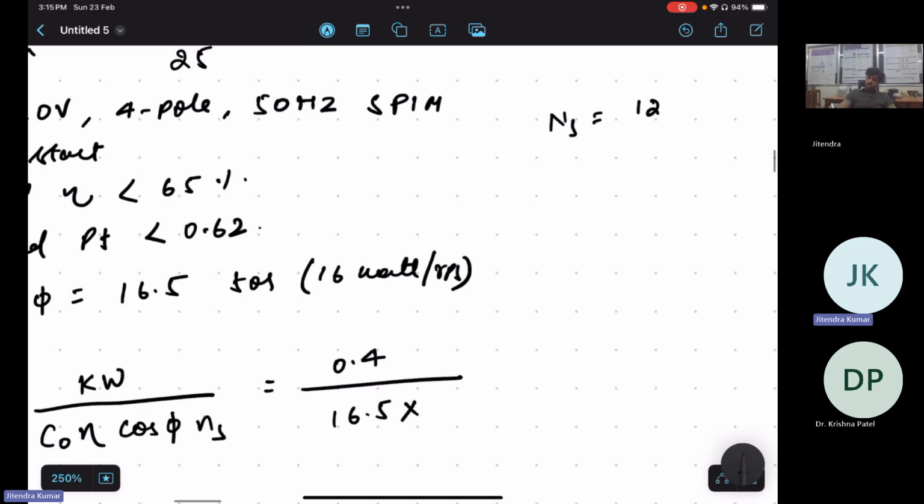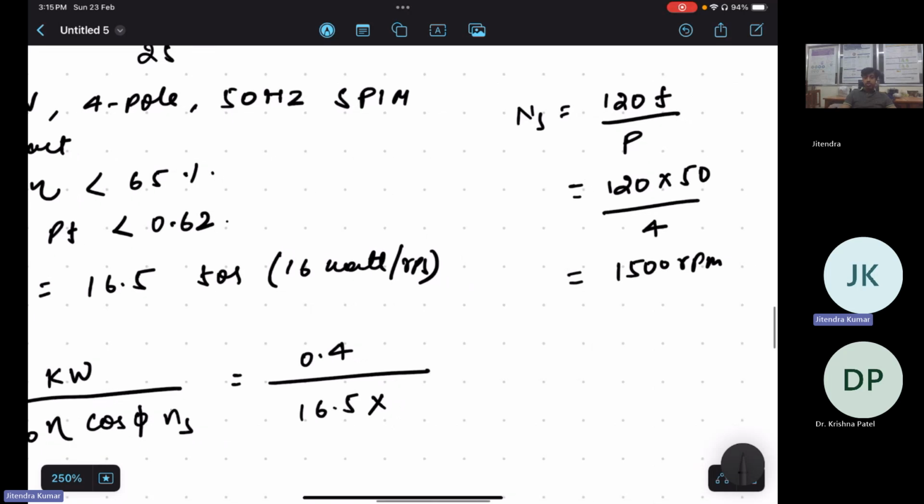Ns will be 120 f by p, 120 into 50 by 4. So it will be 1500 rpm. And if we have to convert into rps, it will be 1500 divided by 60, so 25. So it will be 25 rps.